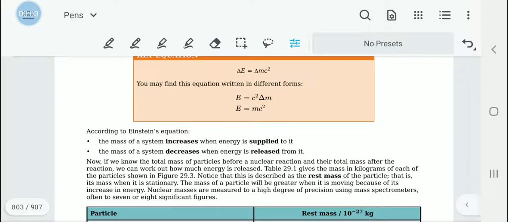Physics chapter 29 theory video 3. Write down the rest of the note.